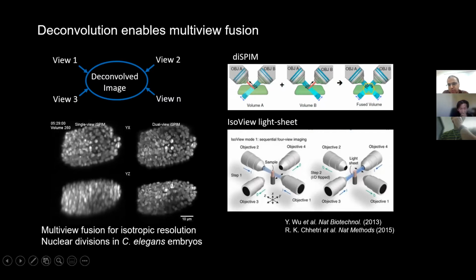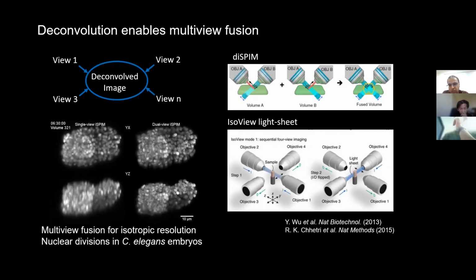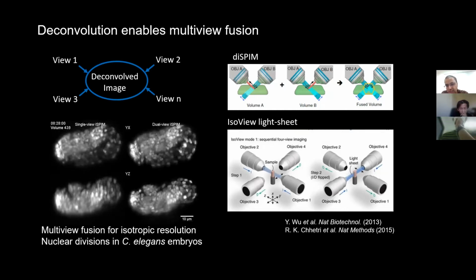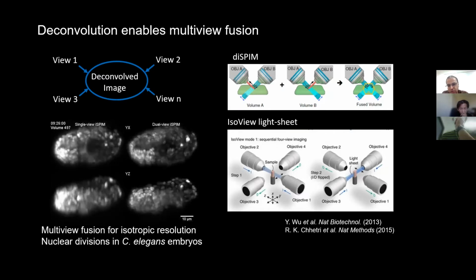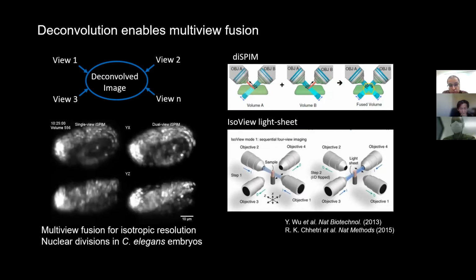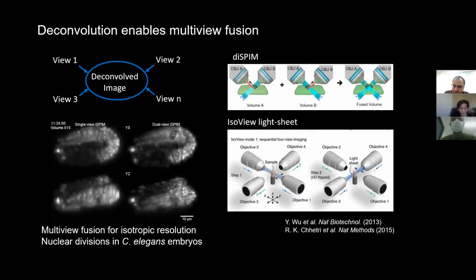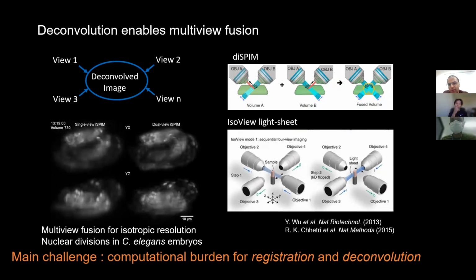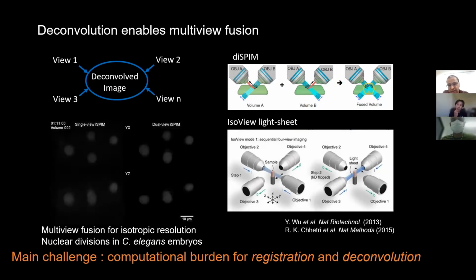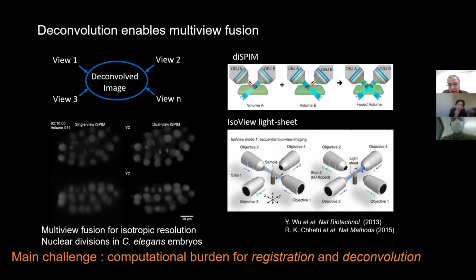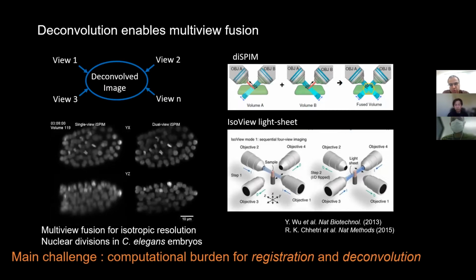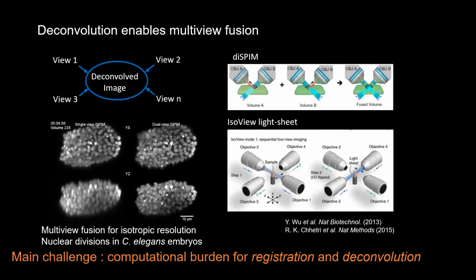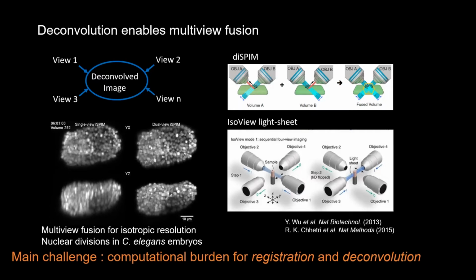And this idea has been built upon by others. Philip Keller at Janelia Farm has built a multi-view microscope useful for much larger specimens like fish or mouse embryos. And again, it's the same idea of fusing views, registering them, and then deconvolving them. In these methods, the main challenge is the computational burden. You can acquire the whole volume in a fraction of a second, but it takes a lot more time to register and deconvolve these views. And this was a bottleneck in our research. So we wanted to speed up registration and deconvolution. And that's what I want to talk about in the first part of my talk.